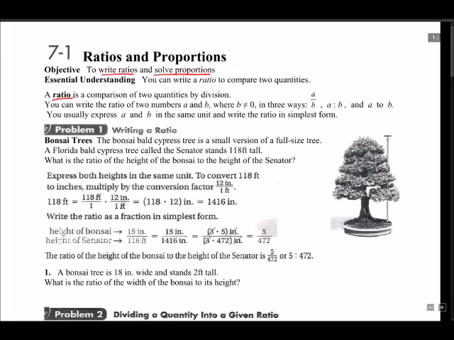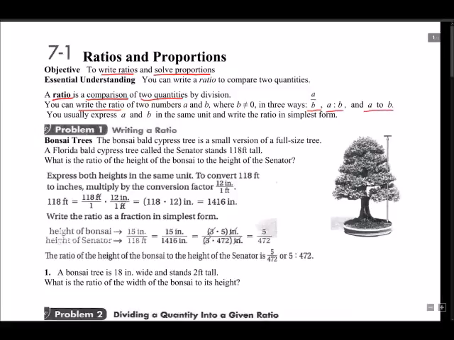A ratio is a comparison of two quantities. We are comparing two numbers. So we are comparing the number of boys to the number of students in the class, the number of girls to the number of students in the class, or we could compare the number of girls in the class to the number of boys in the class. And you write a ratio. You can write it in three ways here. You can write it as a fraction and using a colon, and simply as A to B.